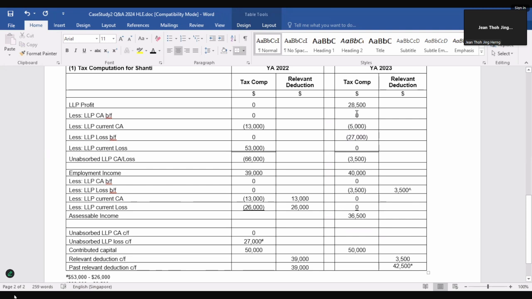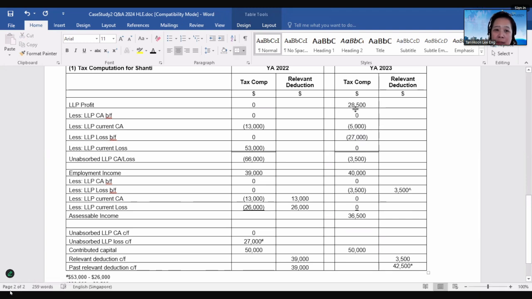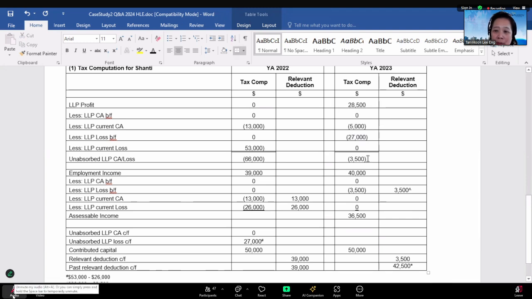I get it. Because the reason I do it is because I want to show you all LLP profit, you don't need to do relevant deduction. Whatever 5,000, 7,000 automatically is set off against the profit. Then you have this 3,005. So you don't put again 5,000 or 27,000. Already set off against the 28,500. Okay, thank you, sorry, class.